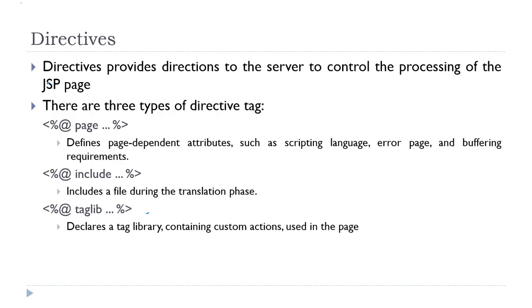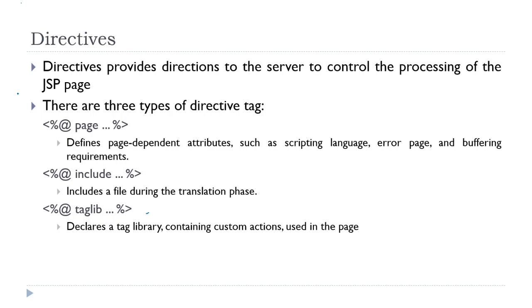The page directive defines some attributes which are dependent on the page. Some attributes of the page, such as the scripting language, or the buffer, or the content type of the page, or the error page of the page, or if the JSP page is itself an error page, or some requirements like does the page import some classes, or does it extend some classes. All these page dependent attributes are defined in the page directive.